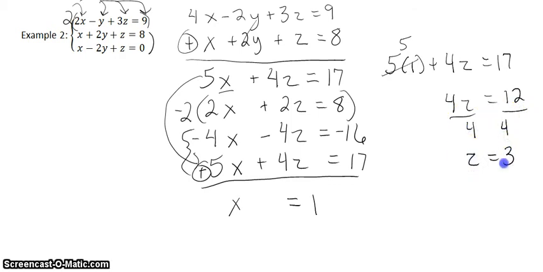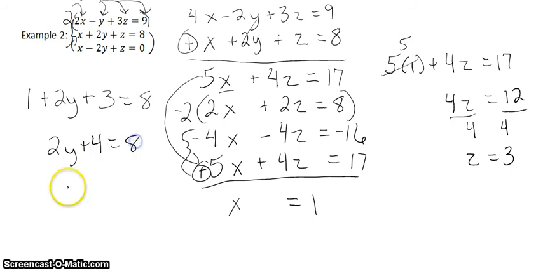so z equals 3. Now that I know what x and z are, I can fill those in for one of my equations up here to find out what y is. I'll use the middle equation. So I have a 1 for the x plus 2y plus a 3 for the z equals 8. So again, I was using that middle equation there. So 1 plus 3 is 4, so 2y plus 4 equals 8. Subtract the 4, so 2y equals 4, and divide both sides by 2, so y equals 2. So our final answer is 1, 2, 3.